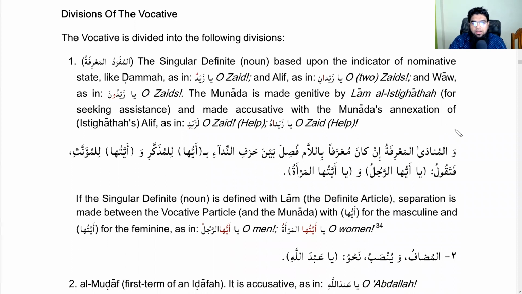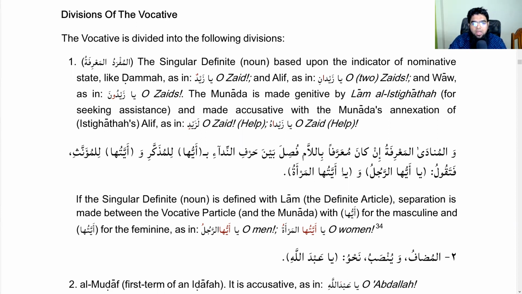والمنادى المعرفة إن كان معرفا باللام فصل بين حرف النداء بأيها. Now he's telling us that if the munada is defined with al, with alif lam, separation is made from the vocative particle with أيها. أيها للمذكر وأيتها للمؤنث, like الرجل. You cannot say يا الرجل. No. يا أيها الرجل. Oh man. Ya ayyatuha al-mar'atu, oh woman, singular.